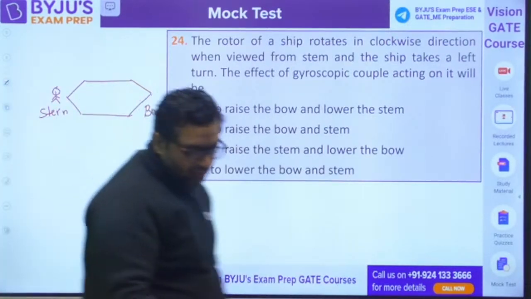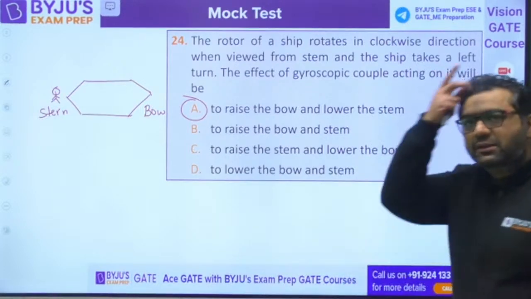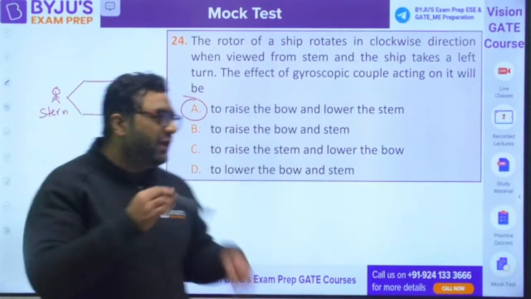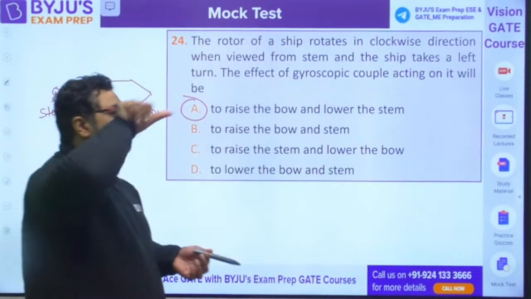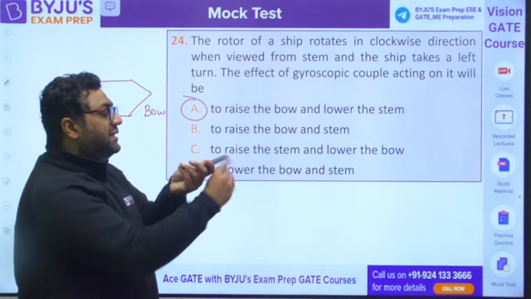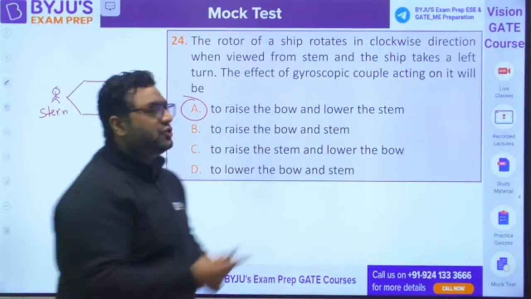Clear for everyone? Question number 24 is over. Moving to the next 6 questions. I feel everybody is clear about the direction. If anybody has any doubt, you can watch it. Clockwise, this will be the direction. Then it is going to take a left turn, means this. This is active, this is reactive. It will be the answer A.